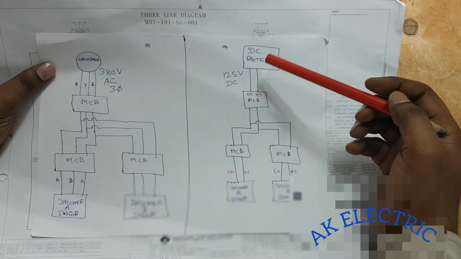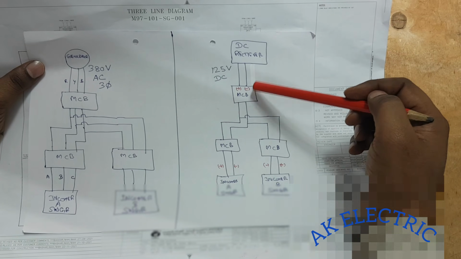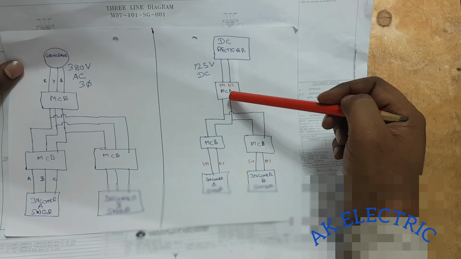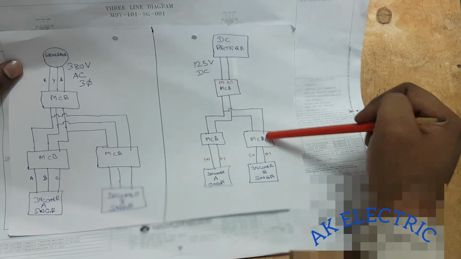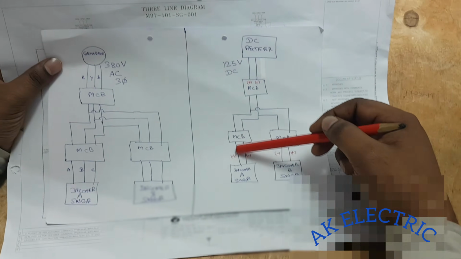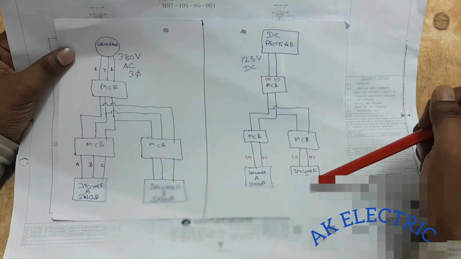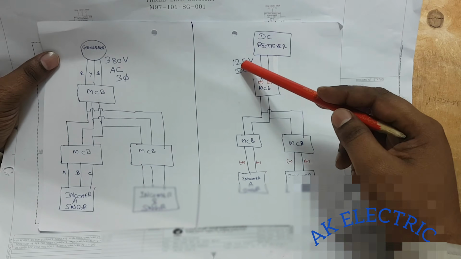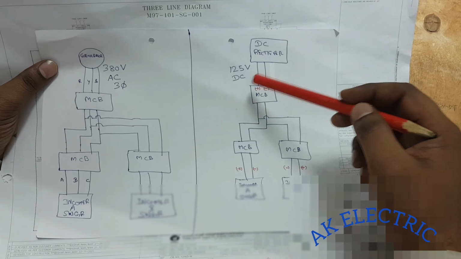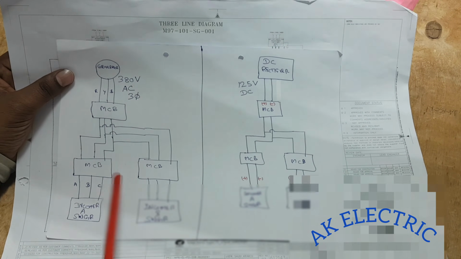Same like this, you have to take 125 volt DC supply. That is the same, one common MCB you have to take. From this common MCB you have to divide into 2. After you divide, one MCB supply will go to incomer A switchgear and the other MCB supply will go to incomer B switchgear. This 125 volt is used for relay operation and breaker open close operation. This 3-phase AC voltage is the main supply.